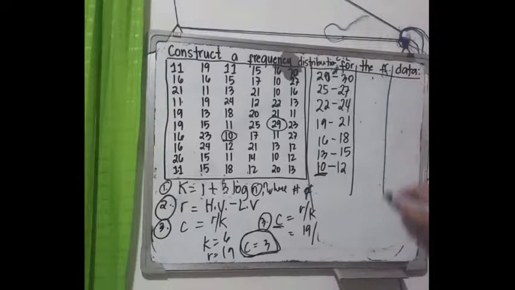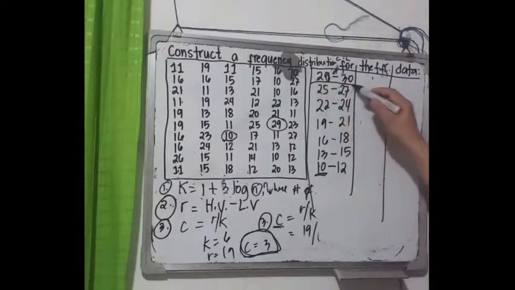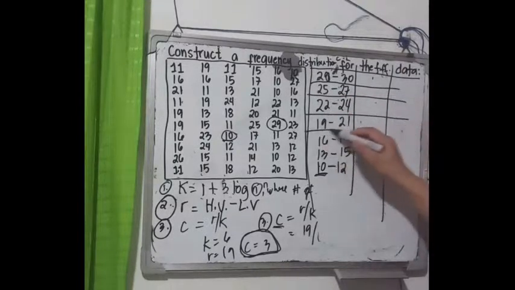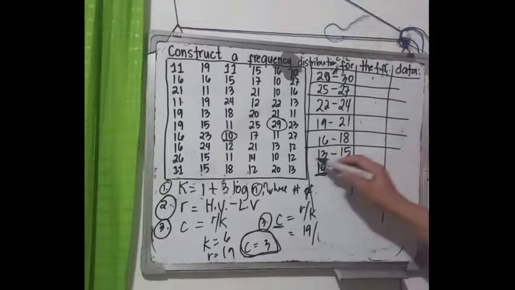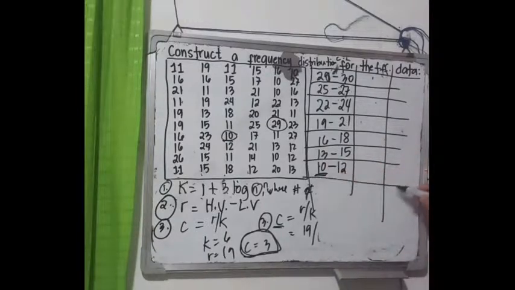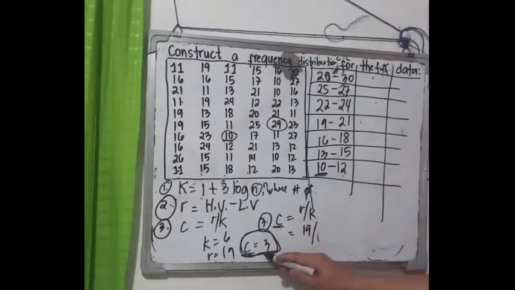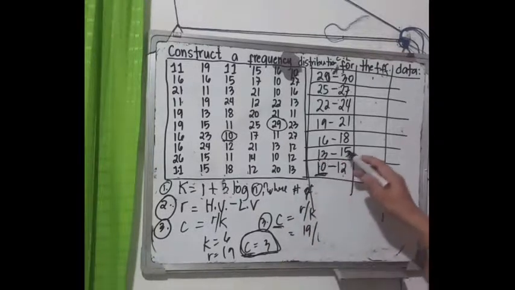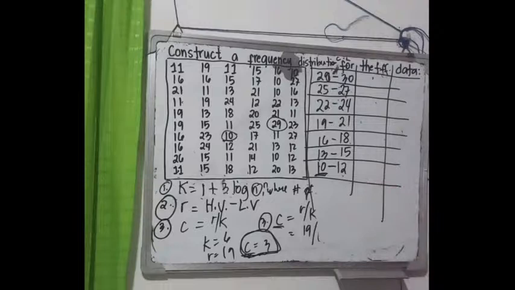Next, how to find the frequency. For the frequency, you need to identify where each data value belongs. The class size is 3. So 10 to 12 is equivalent to 3, 13 to 15 is equivalent to 3, and 16 to 18 is equivalent to 3. That is the class size.